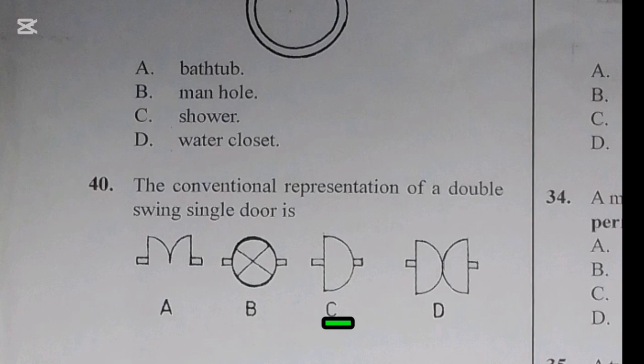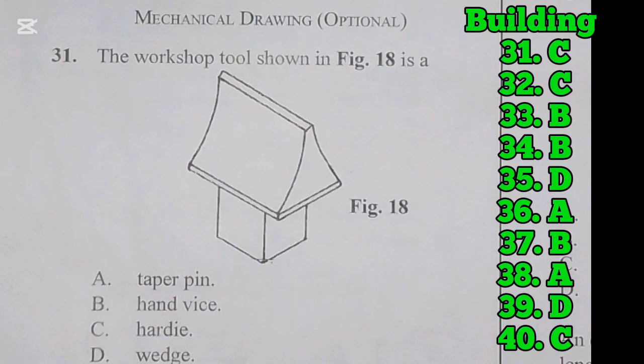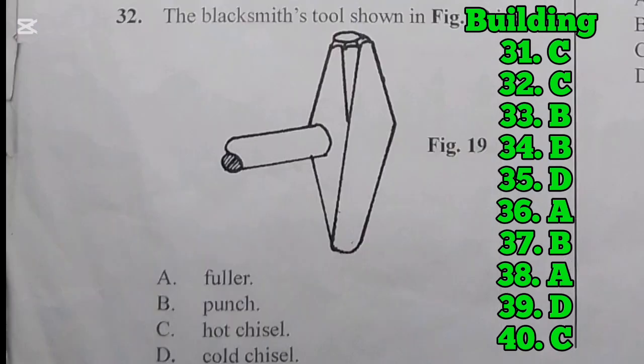Now for the mechanical drawing, like I told us, the options are the same, but let's just run through it, looking at the answers I placed on the screen now for the building drawing. So this symbol for 31 is ADI. You can see the answer is C here, which is also C for building drawing. Then for question 32, this is a hot chisel, which is C.